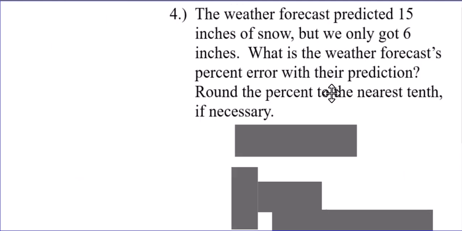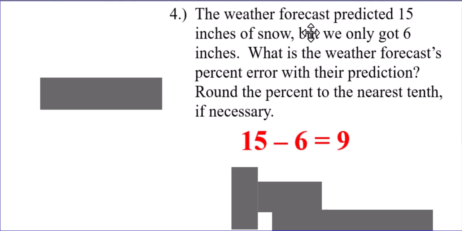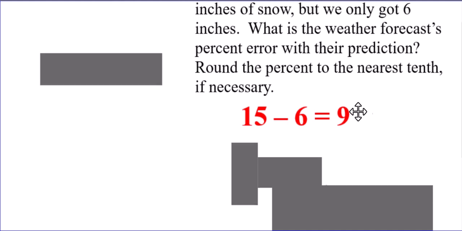And finally, problem number 4. This is a very real life thing in Pennsylvania where we seem to get these predictions of snow and then it ends up being not necessarily close to the prediction sometimes. I mean, weather person's job is hard. Sometimes, especially in this mountainous Pennsylvania area, things can be off. But anyway, so we subtract 9 inches off.